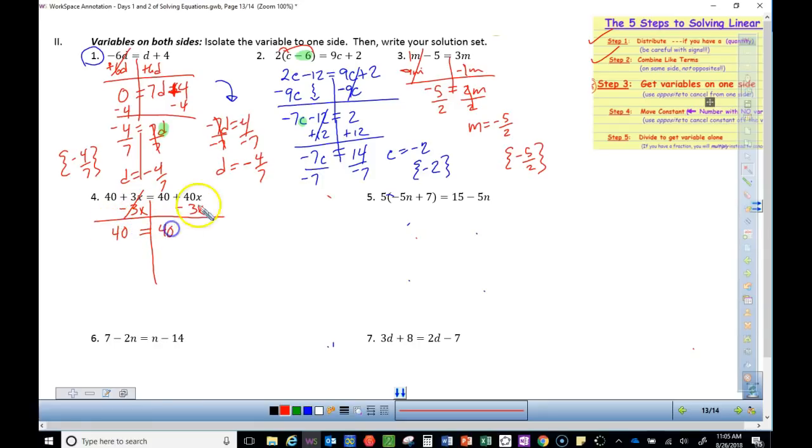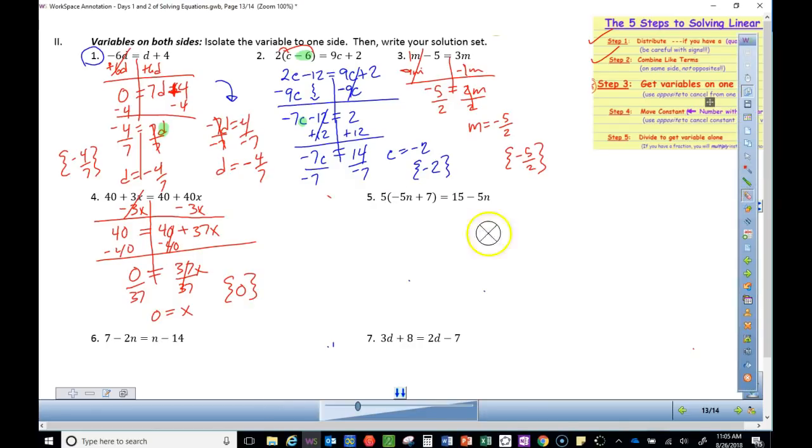So 40 equals 40, and then 40x minus 3x will give us positive 37x. Then I'll have to minus 40 from both sides. Now I'll have 37x equals, and this is going to make 0. So when I divide by 37, 37 goes into 0 times. So x equals 0. Remember, 0 is a solution. Some kids want to call that no solution, but that's different. We'll learn about no solutions a little bit later.